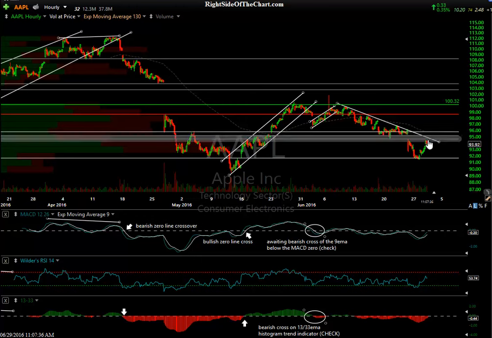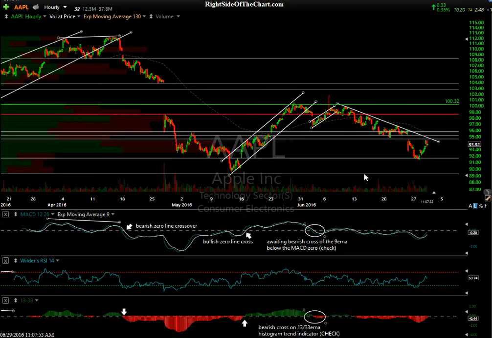I'm more apt to, and again, I don't have a desire to short Apple right now, but if I did, it would be right here, right now, because I'd expect a failure at this line. You could wait for a full test of that line, but again, I wouldn't short it here. If I were to short it, I would wait for a break of those recent lows right there.